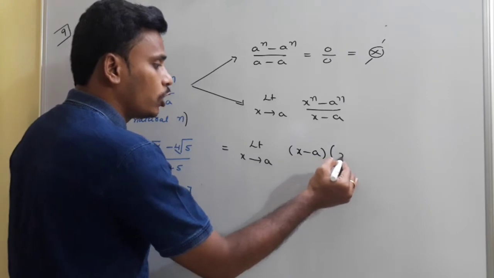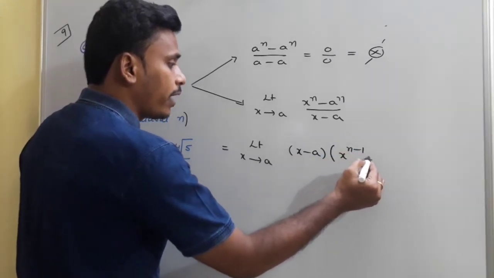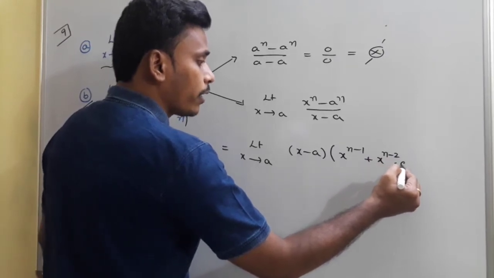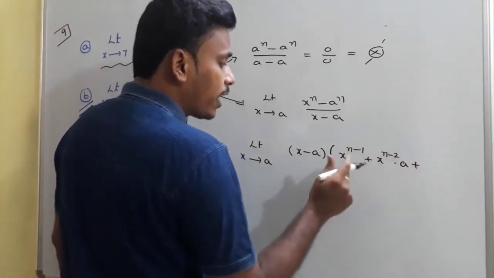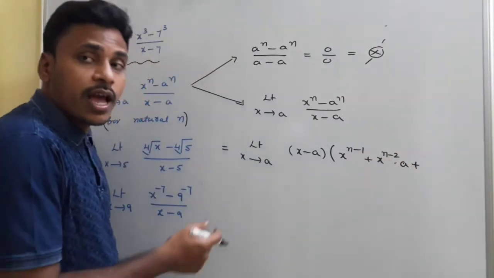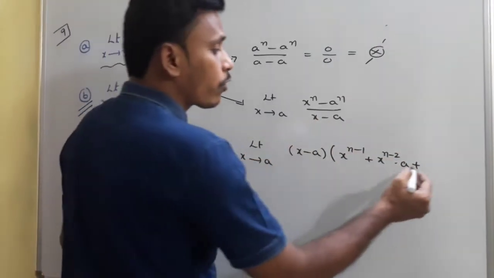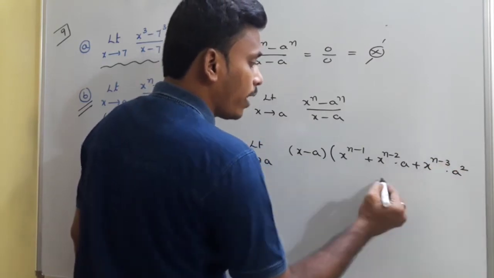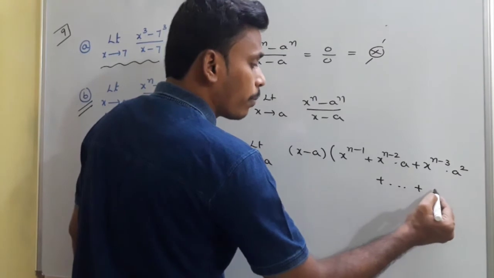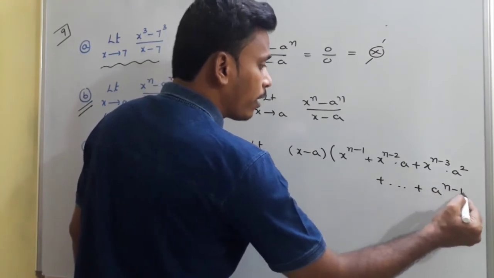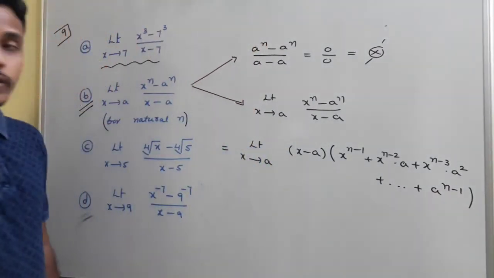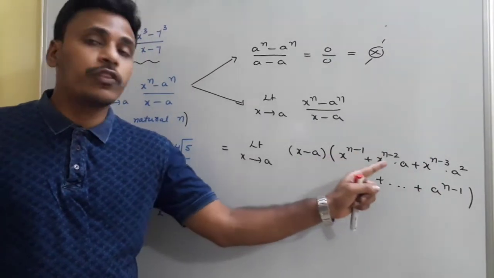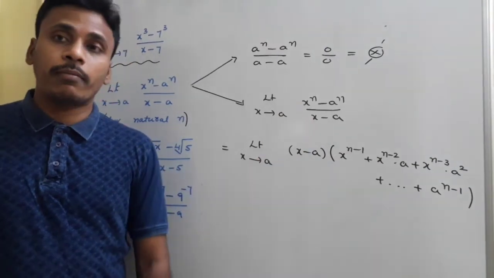x minus a into x power n minus 1 plus x power n minus 2 into a plus, continuously the x powers will get decreased, and as well continuously the powers of a will get increased. Okay, x power n minus 3 into a square plus and so on, plus at the end you will get a power n minus 1. Okay, just look there. This x minus a into this total expression, the product of these two, is simply x power n minus a power n.